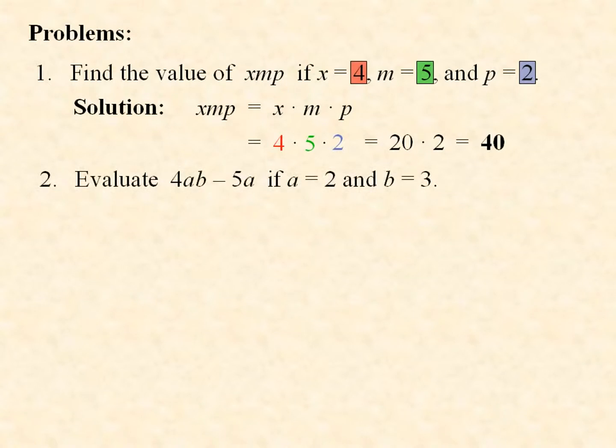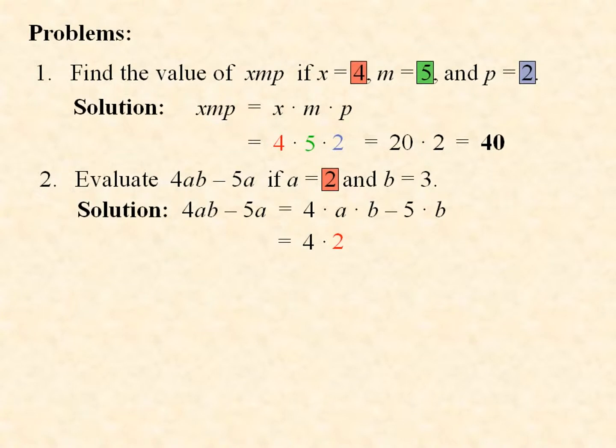Number 2, evaluate 4ab minus 5a if a is 2 and b is 3. Well, 4ab minus 5a means 4 times a times b minus 5 times a. Now we put 2 in place of a, and 3 in place of b, and then we've got another a, so we put another 2 in place of it, and what we end up with is 4 times 2 times 3 minus 5 times 2.